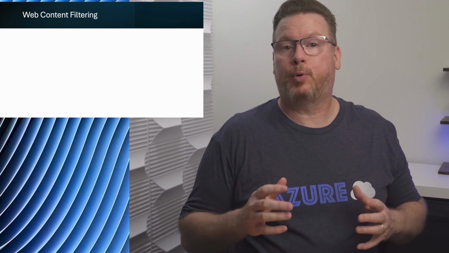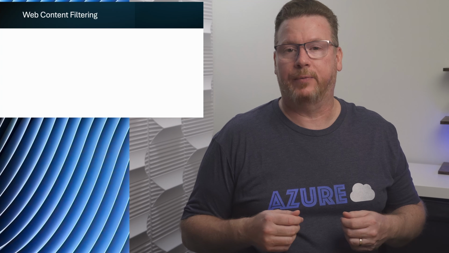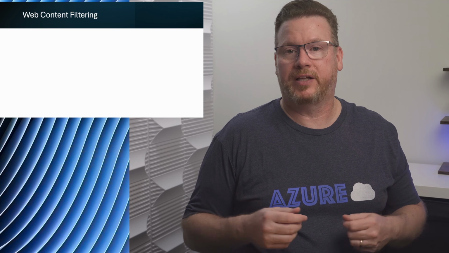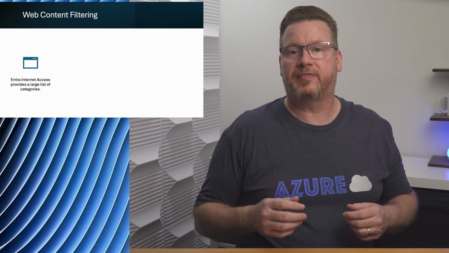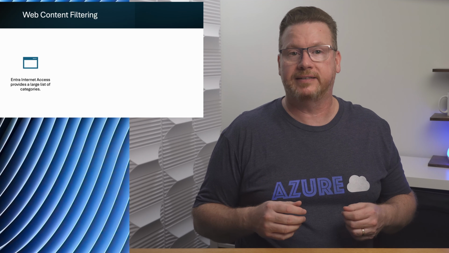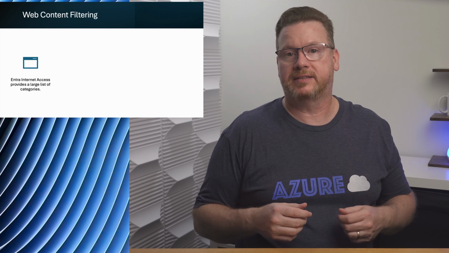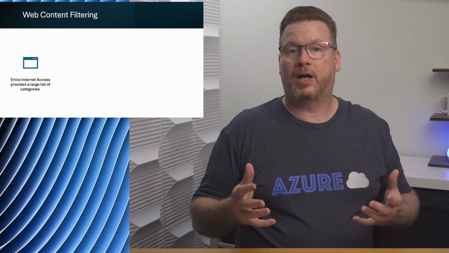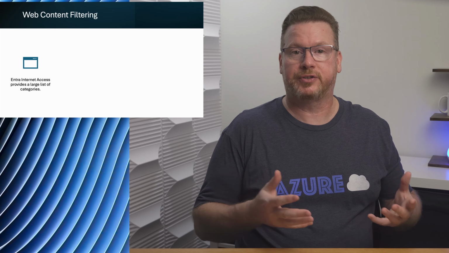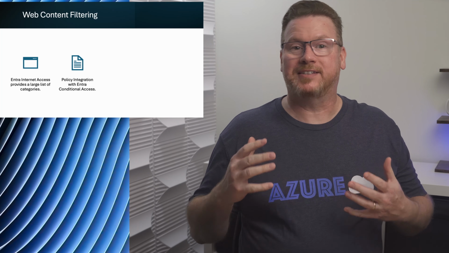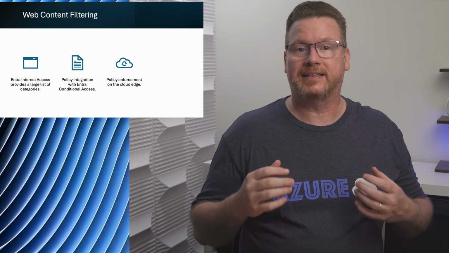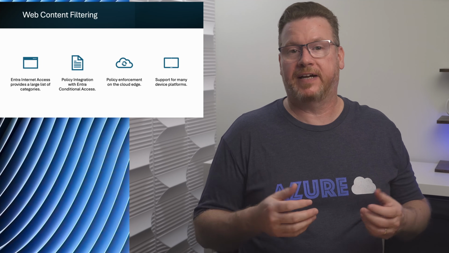Content filtering is an important functionality of firewalls and security gateways. Microsoft Defender for Endpoint and Azure Firewall have this functionality built in as well, so why not just use one of those? Entra Internet Access aims to provide valid categories to every endpoint on the internet, while Defender has a smaller list of categories, leading to more manual configurations. And Azure Firewall still requires the Azure infrastructure to support it. Entra Internet Access also has policy integration with Entra Conditional Access. Policy enforcement is at the cloud edge, and it supports many device platforms.